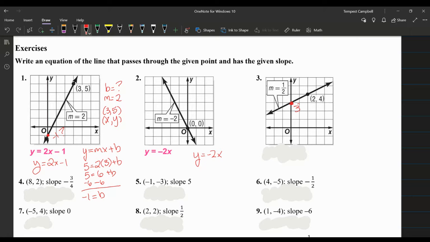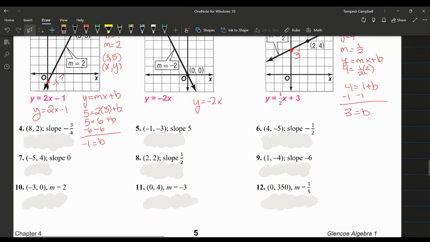So let's double check. If we have a slope of 1/2, we have our x, which is 2, our y, which is 4. We're going to have 4 equals... So our y equals mx plus b. Our slope, which is 1/2. Our x, which is 2. So we get 4 equals 1 plus b. And we're going to subtract 1 from both sides. We get 3 equals b. Oh, hey, that's what we had. So now we're going to have y equals 1/2 x plus 3.